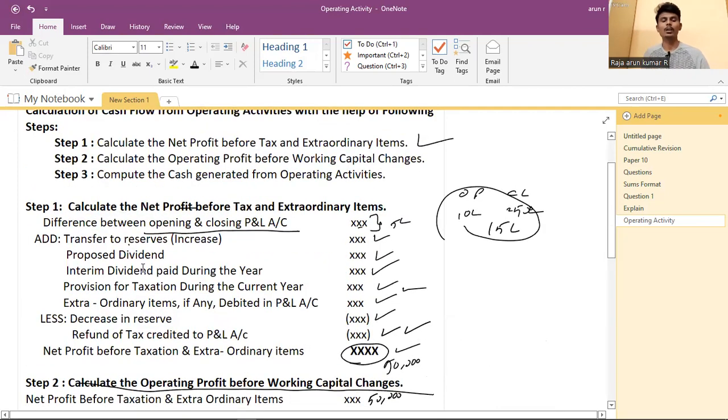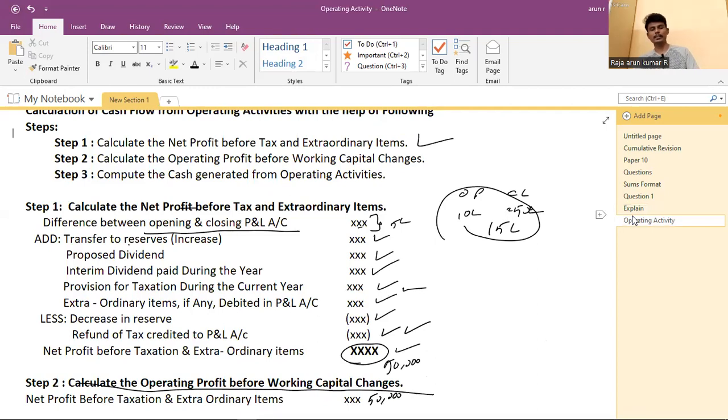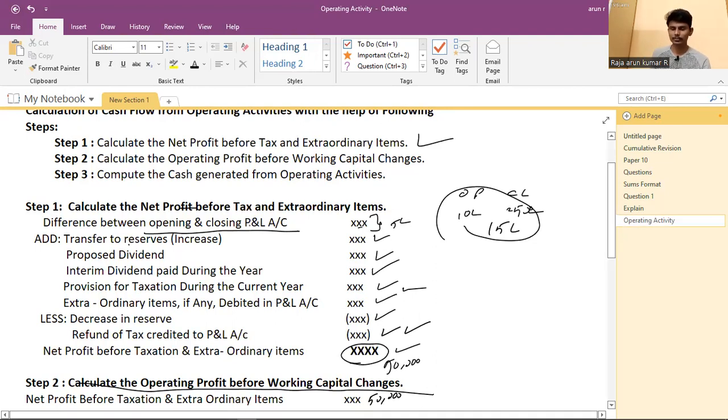And step number 1, I tell that in a shortcut: T or D. T for taxation or reserves, and D for dividend. The dividend they split into proposed dividend and interim dividend. I will tell in the next class. Transfer to reserves, if increase. The difference between increase and decrease, I will give some examples and conclude this class.